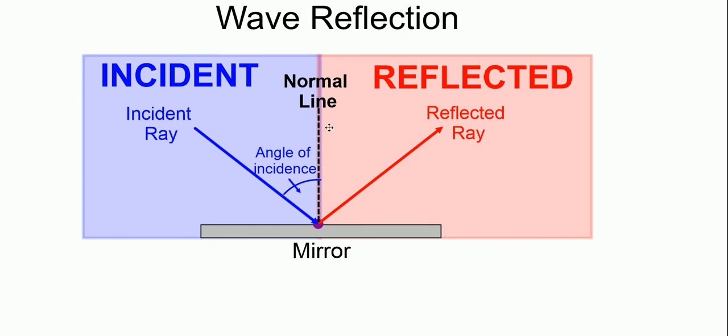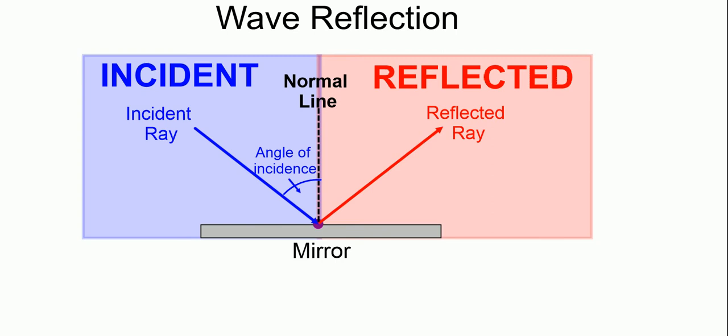Now, here's where the normal line comes in. We're going to call this angle here between the incident ray and the normal line the angle of incidence. Note we don't use this one down here. We could, but the convention is to use this. So that's why we needed that word. The angle of incidence from the incoming ray to the normal line.